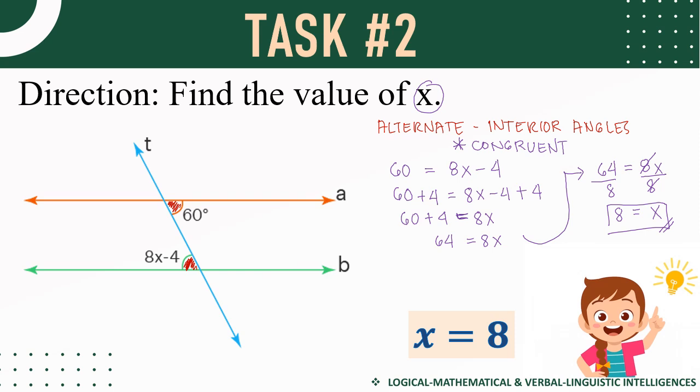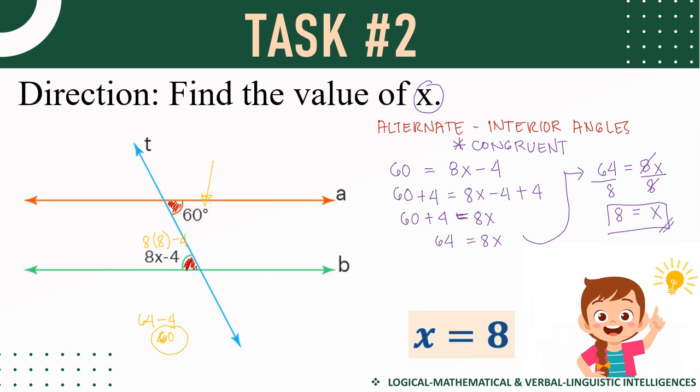Now, if you would like to check if you got the correct answer, simply substitute the value of the variable in the expression. So we got 8 times, what is the value of x that we've got? It's 8 here, and then minus 4. So what is 8 times 8? That is 64, right? 64, and then minus 4. 64 minus 4, that is 60. So definitely it's the same.